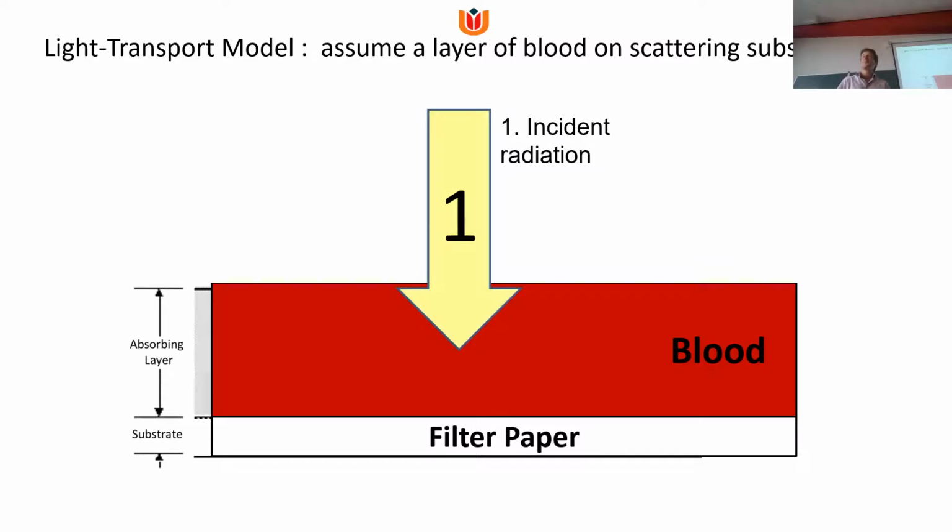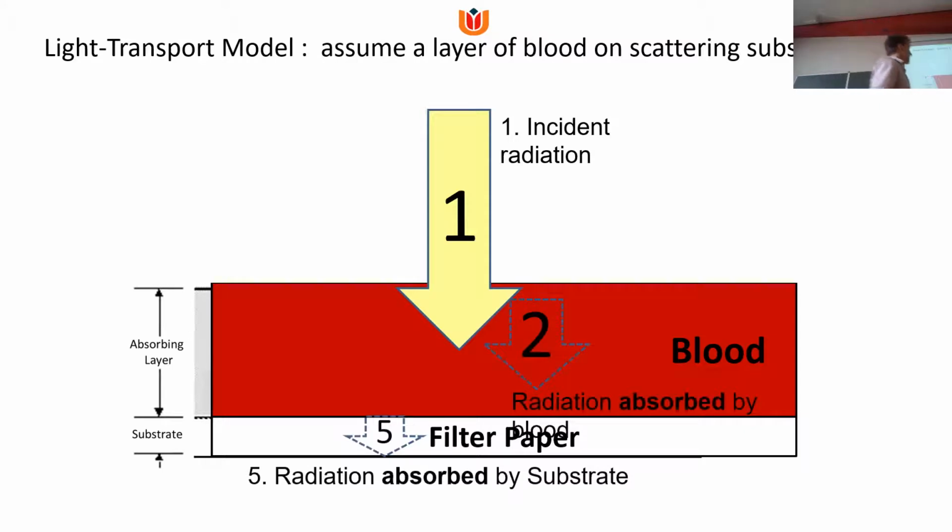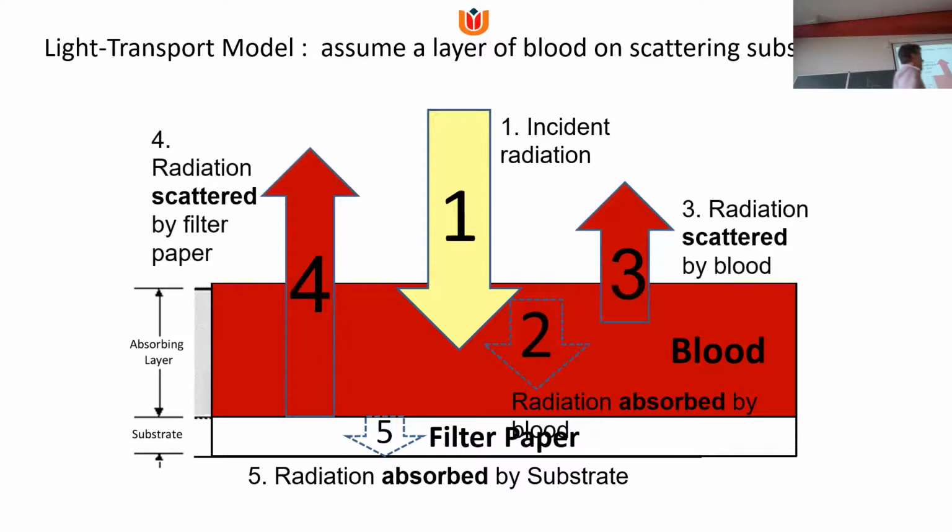There's incident radiation, very easy, your I0 basically. There is radiation absorbed by the blood, in this case. Some is absorbed by the filter paper or the substrate. Light that's going in is also scattered because of changes in index of refraction, or differences in index of refraction between the cells and the fluids between them. So part is scattered out, that's the third energy line basically, and part is scattered by the substrate if we consider this as a two-layered model. So this is basically the energy balance that we have.